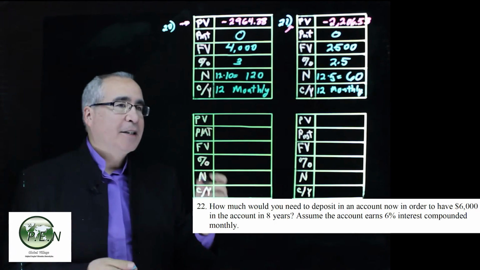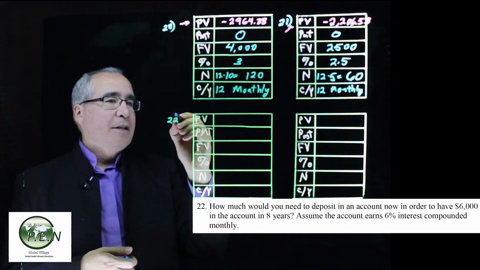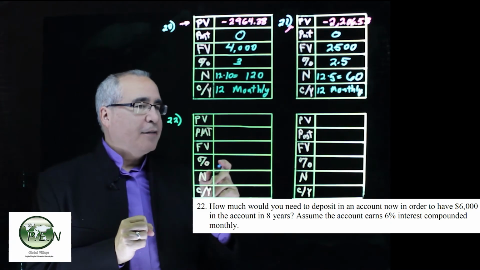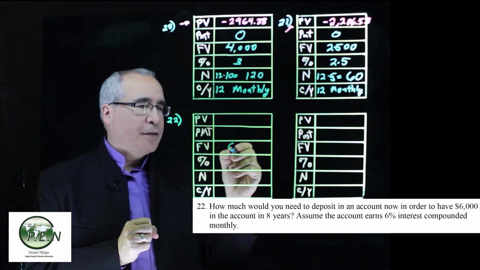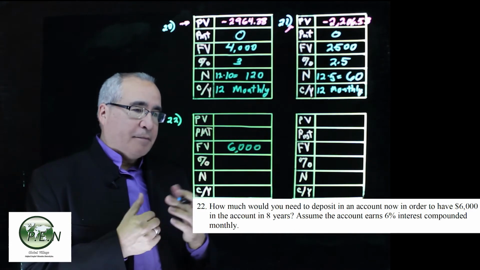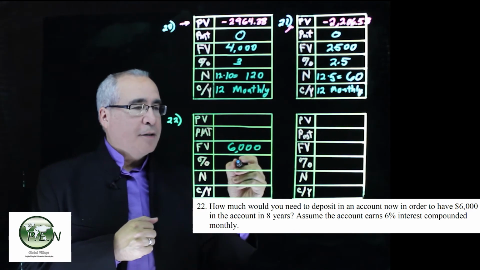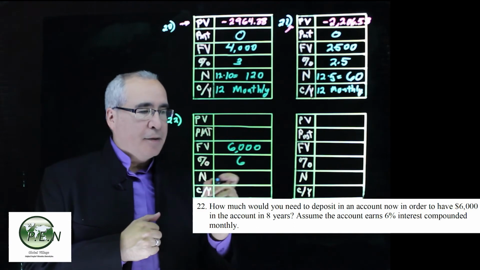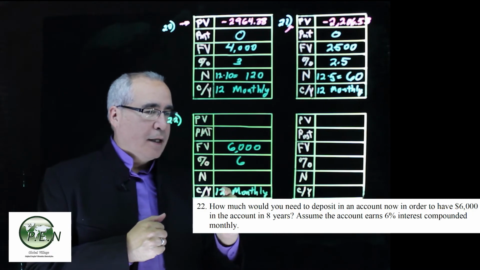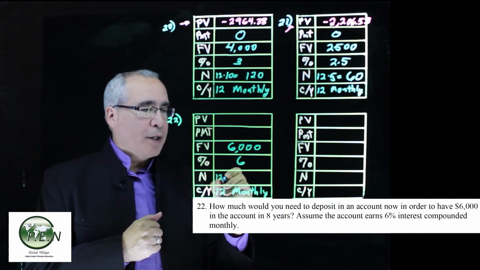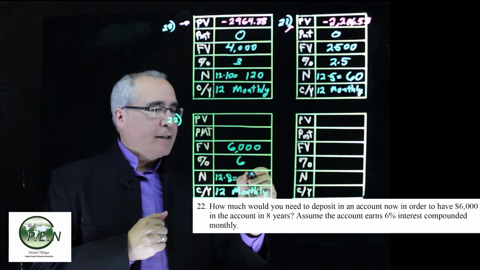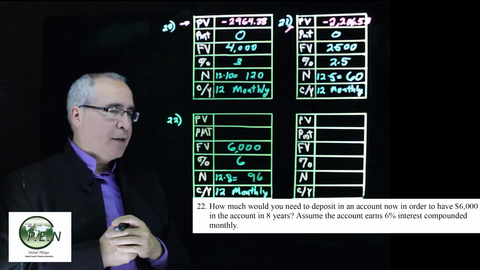Okay, that's 21. We'll go for 22 over here. And the question now is, how much do we need to deposit in an account in order to have $6,000? So our future goal is $6,000. And we want that in 8 years, but we need to know our interest rate, which is 6%, and that we're compounding monthly. So for the number of periods, we're going to take 12 times 8, because we want to do this in 8 years. That'll give us 96 periods. Our end value is 96.